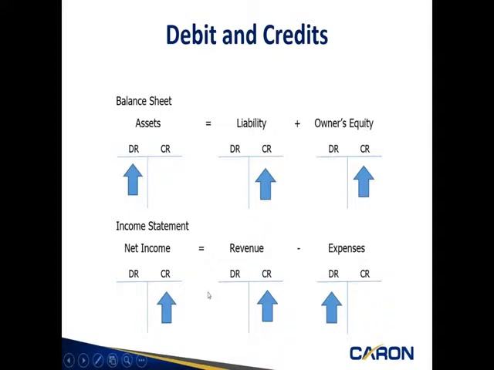But the general idea you should be familiar with is, if I increase my liability, it's going to be a credit. Similarly, owner's equity. And an increase in revenue is going to be a credit, while a decrease in revenue is going to be a debit. And expenses is the complete opposite. An increase in expense is going to be a debit, while a decrease in expense is going to be a credit.